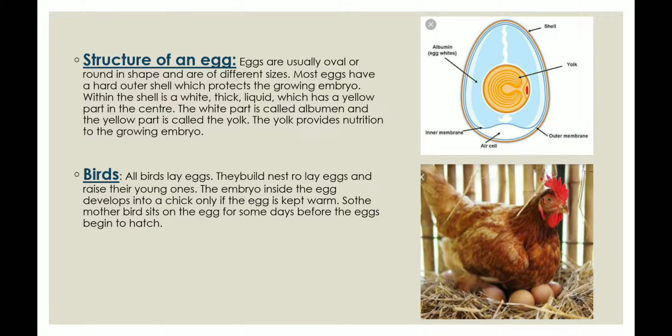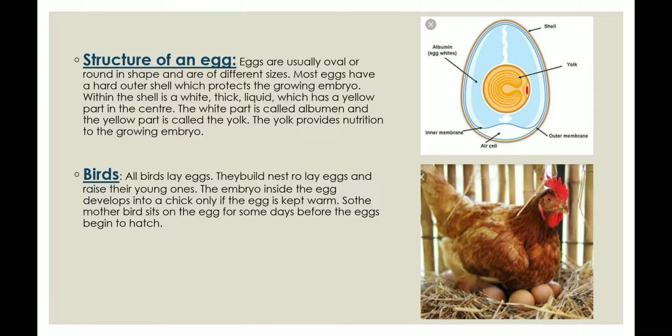So what is the white part? The white part is called the albumin. All right, so the thick liquid part of the egg is called the albumin, and the yellow part of the egg that is in the center, in the middle of the egg, is called the yolk. So remember, the white part of the egg, not the shell, but the liquid white part inside the egg, is called the albumin. And the yellow part which is present in the center of the egg is called the yolk.